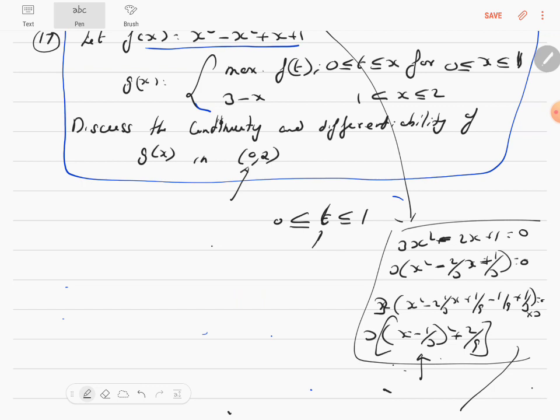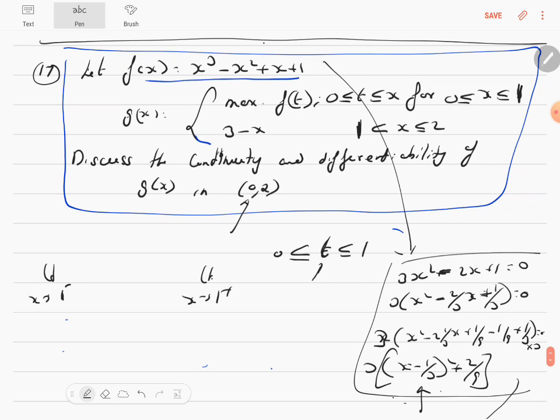Because it ends with 1 and starts with 1, we can check continuity: limit of x tends to 1 from the left and limit of x tends to 1 from the right. From the left, it's the maximum value of f of t. Whatever t is, you can substitute it there, so t becomes 1 here, and if you substitute in f of x, it will be 1 minus 1 plus 1, so the answer will be just 2. And for the right hand limit, it's 3 minus x, and so again 1, so this is 2. So left hand limit is equal to right hand limit.